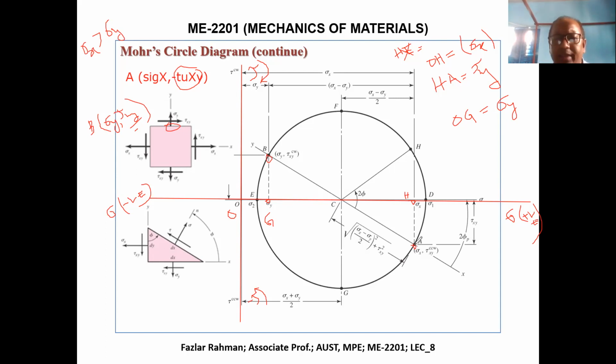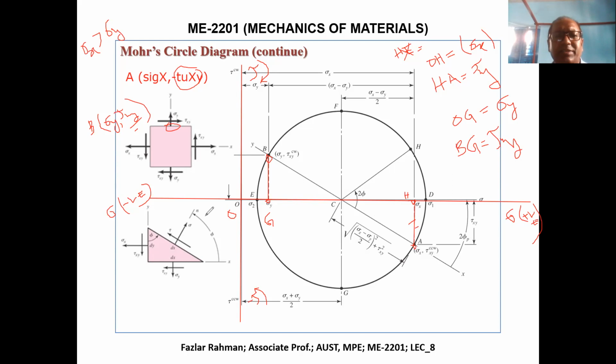So from point A, I make a straight line. One second, I erase this one. Right from here, I came right over here. Okay. Then point B, I make just a line. Now you see, BG will be how much? Equal to tau xy. So I can write down that BG equals tau xy. So BG and AH are both the same.